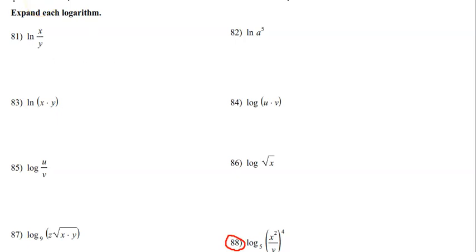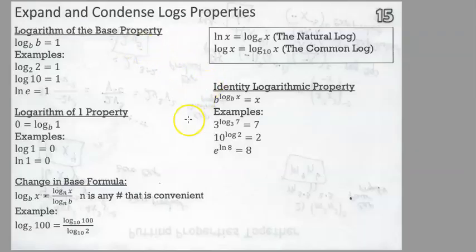Expand each logarithm. For the exponents manual, we can look at different log properties, starting on page 15. Log base b of b equals 1. If you have the same base and the same argument, it's going to equal 1. Log of 1 will always be 0. And if you had log of 0, that would be undefined.